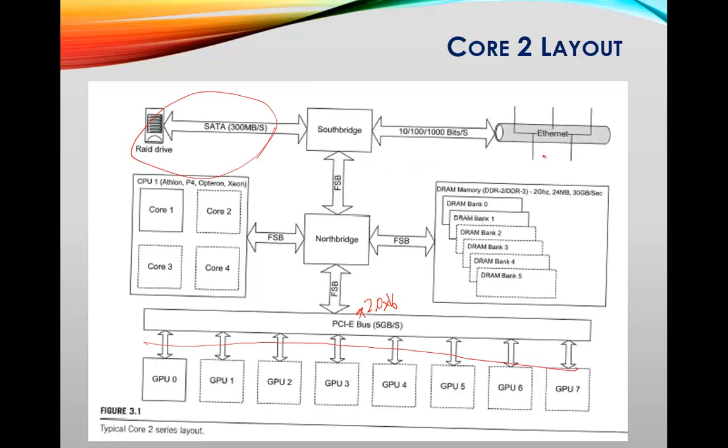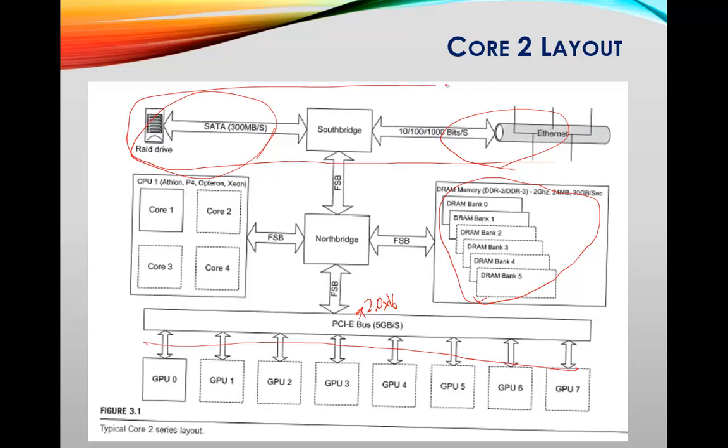You may connect your Ethernet connection at 10, 100, or 1000 bits per second, and then you also have your DRAM units. The problem is that with the Core 2 layout, all these units were essentially connected to your PC through your North bridge, except that your secondary storage units, such as your Ethernet and your SATA connections, would go over your South bridge, and your RAM and PCI Express bus would connect through the North bridge. But this connection would have to happen over your front side bus.